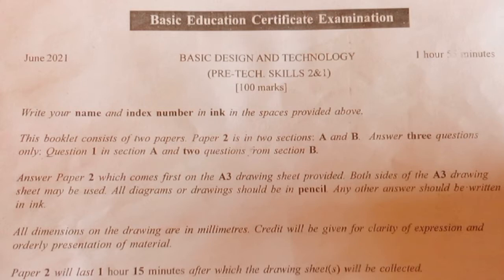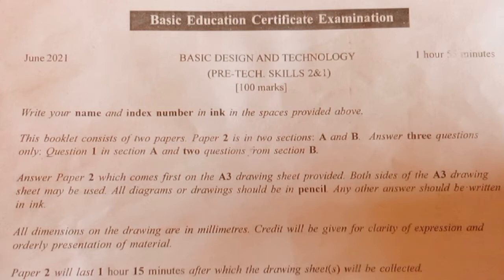This booklet consists of 2 papers. Paper 2 is in 2 sections, A and B. Answer 3 questions only. Answer question 1 in section A and 2 questions from section B. Answer paper 2, which comes first, on the A3 sheet provided. Both sides of the A3 sheet may be used. All diagrams or drawings should be in pencil. Any other answer should be written in ink.